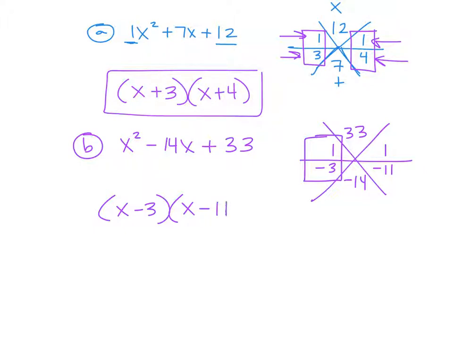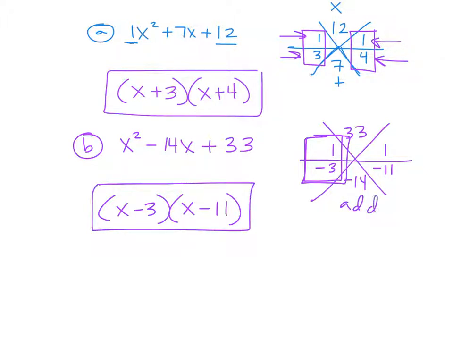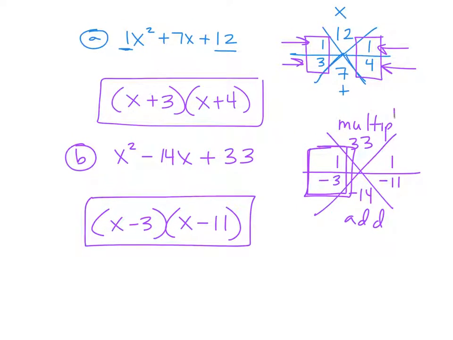Minus 11. Why did you put a box around one? I was just showing you what I was talking about. So it doesn't mean anything. What you add to get this and what you multiply to get this. Oops. Okay.